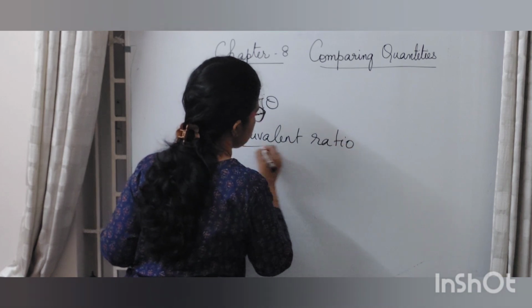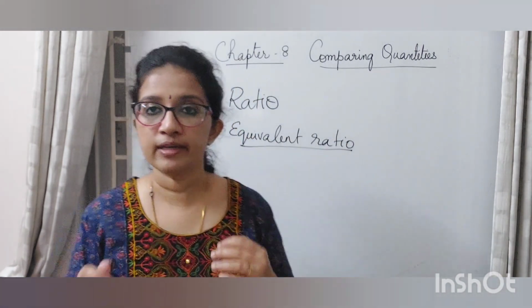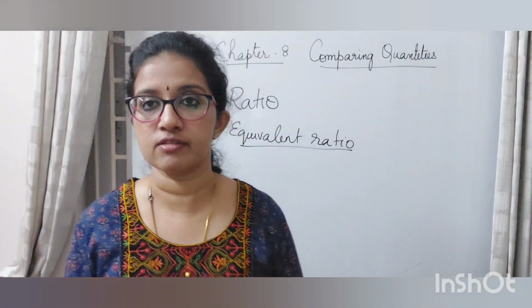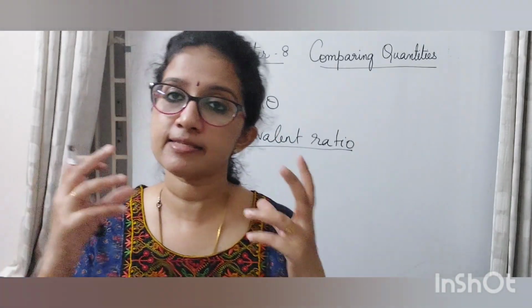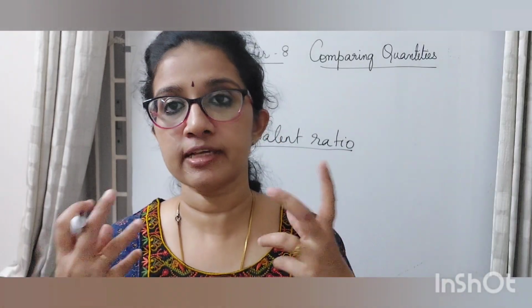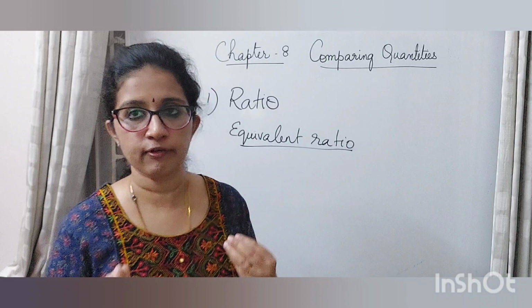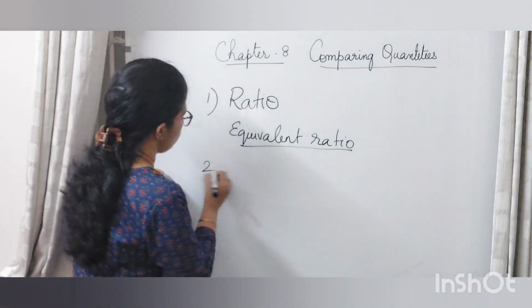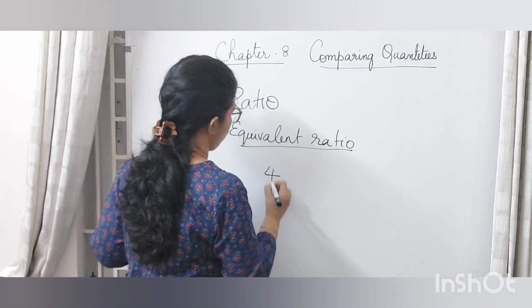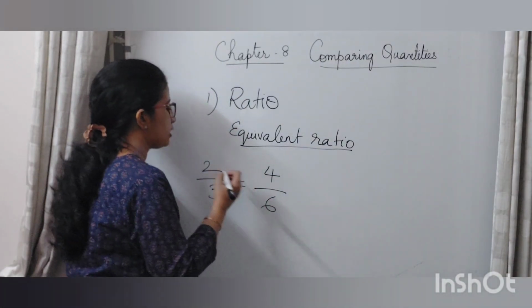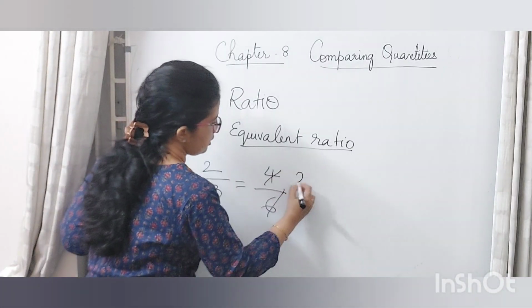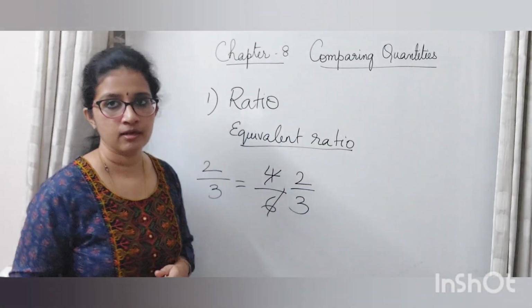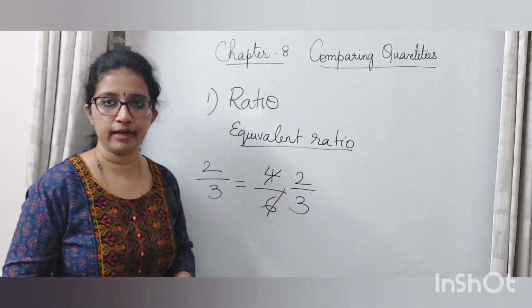What do you mean by equivalent ratio? We have already learned about equivalent fractions, right? When are two fractions said to be equivalent fractions? When the standard form of two fractions is the same, they are said to be equivalent fractions. For example, 2 by 3 and 4 by 6. These two are equivalent fractions, right? Because if we take the standard form of this, it will also become 2 by 3, correct? So these fractions are called equivalent fractions.